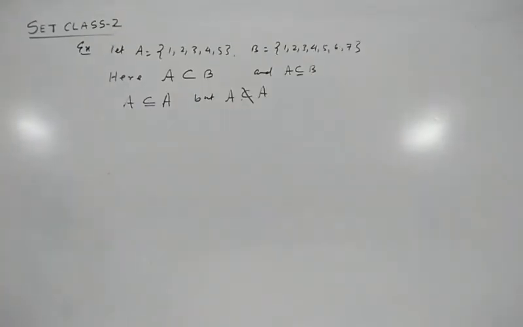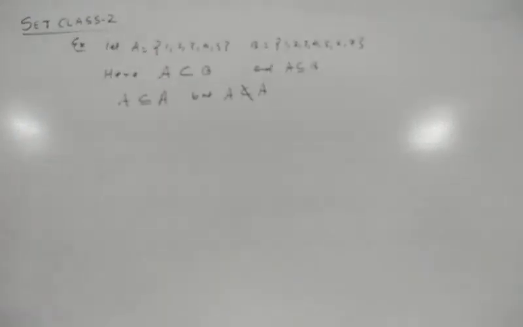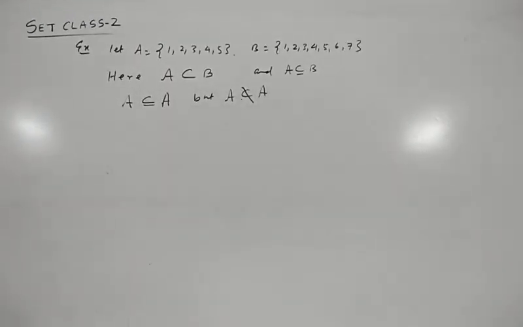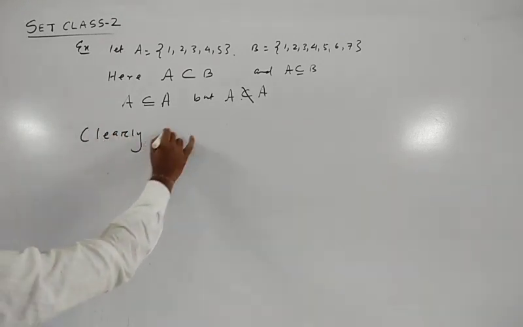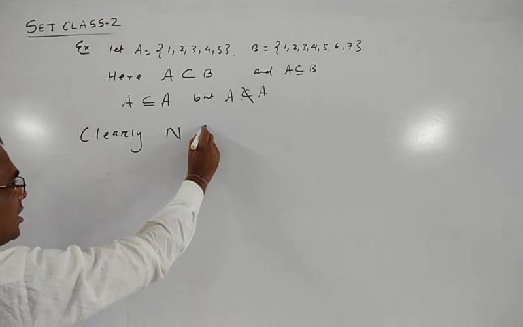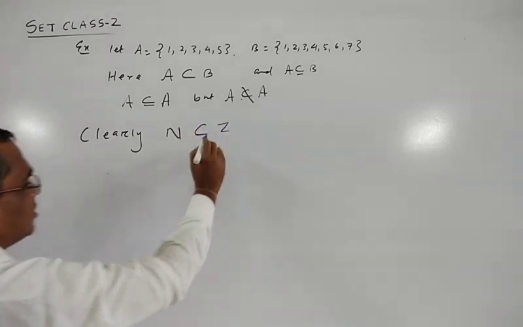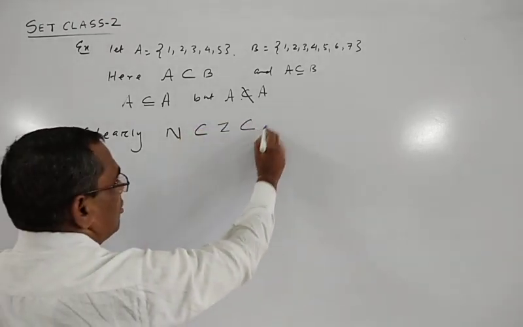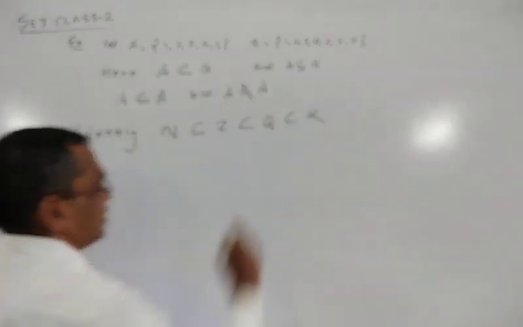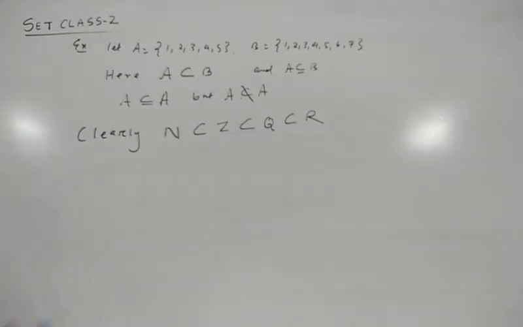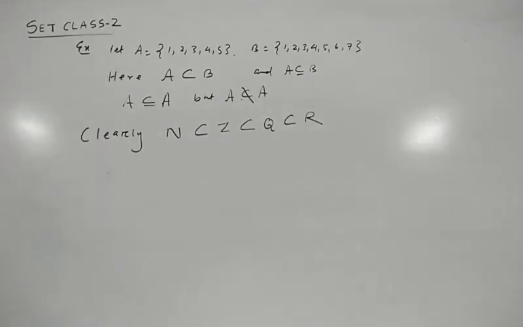So every set is a subset of itself, but every set is not a proper subset of itself. So clearly, the N set is a proper subset of the Z set, which is a proper subset of the Q set, which is a proper subset of the R set.